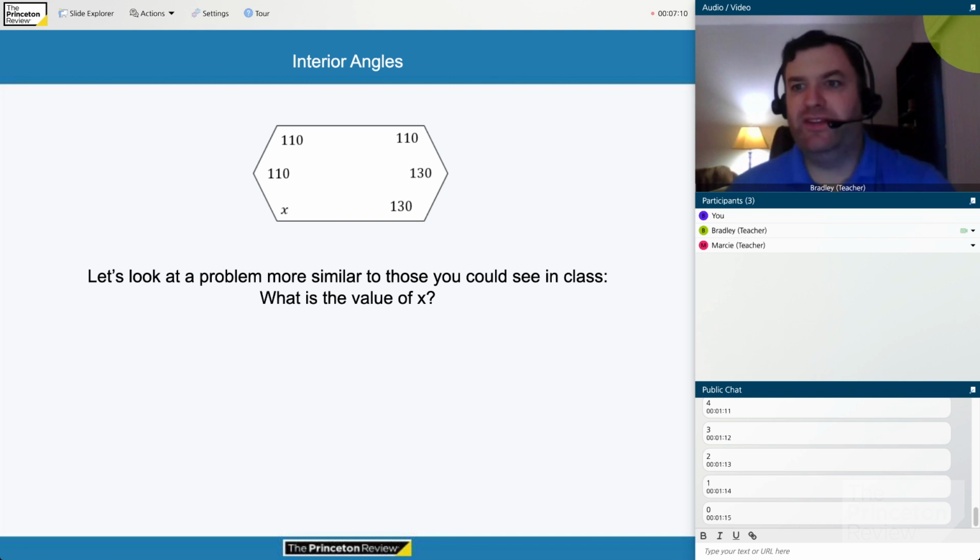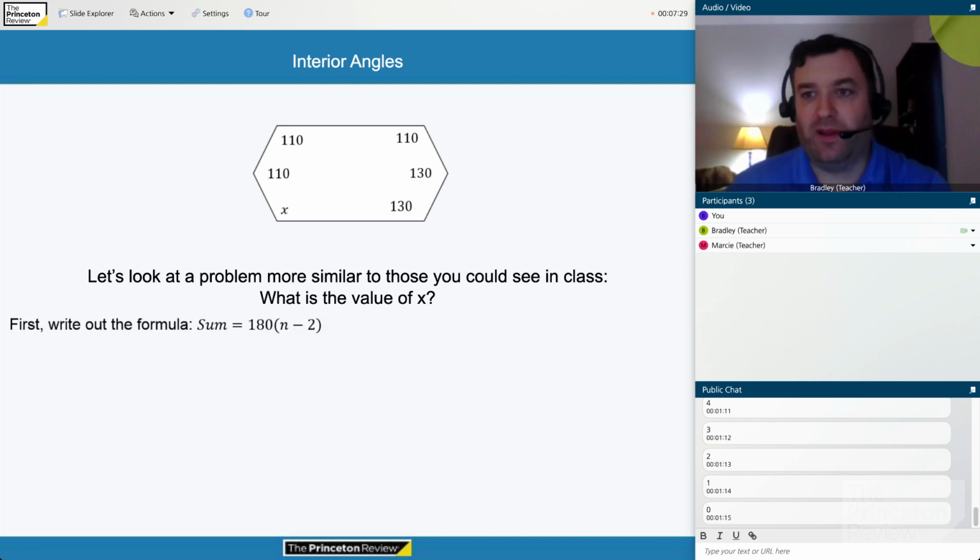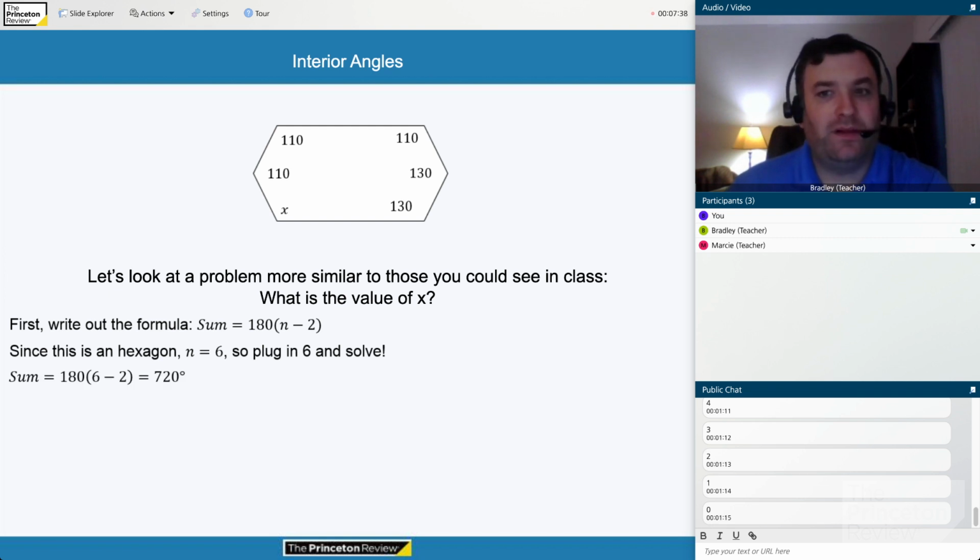So let's look at a slightly more interesting problem that's a little bit more similar to what you guys might be doing in class. You might just be asked, what's the value of x here, given those other 5 angles in this hexagon? Once again, write out the formula first, 180 times n minus 2. And since this is a hexagon, n equals 6, so we're just plugging in 6 and solving to find that the sum of the interior angles of this hexagon is 720.